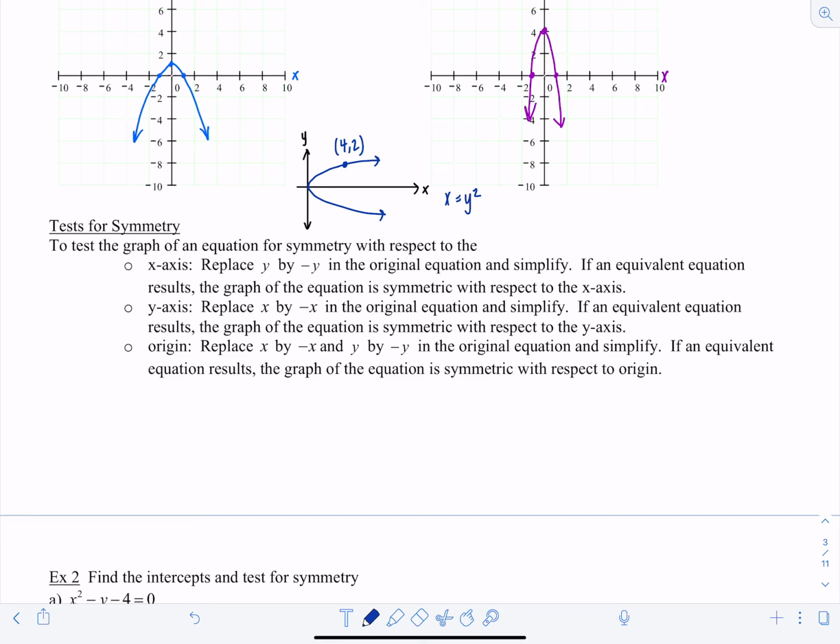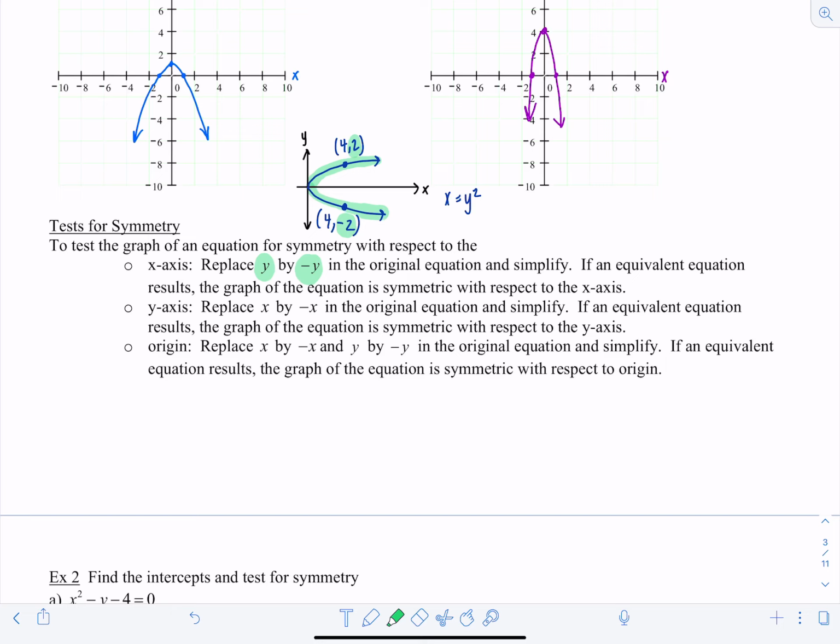Now what other point, if we know our graph is symmetric with respect to the x-axis, has to be on the graph as well? Could you figure out what the coordinates of that point are? You say, why, yes, it's (4, -2). And that's precisely what the test is doing. It's generalizing, testing for every single y coordinate, because you're replacing y with negative y. So for every y, there should be negative y also on the graph if you have symmetry with respect to the x-axis. So that's how the test works.